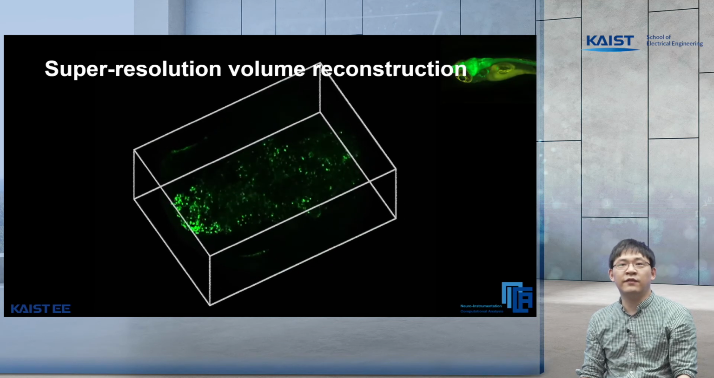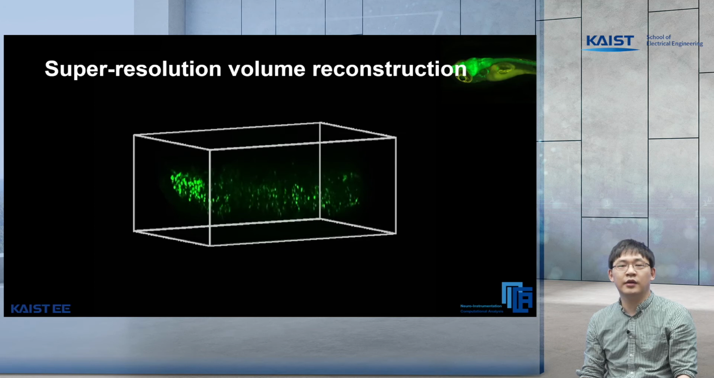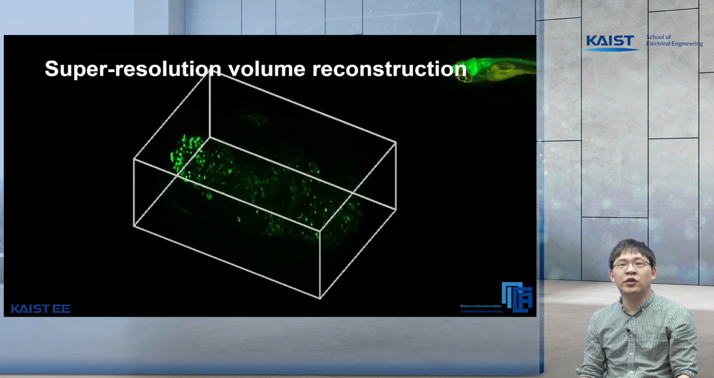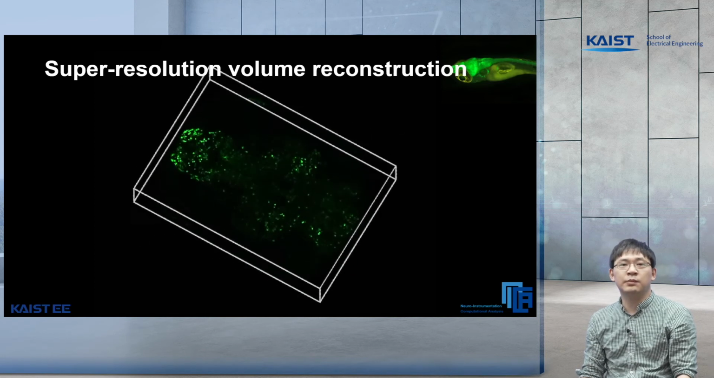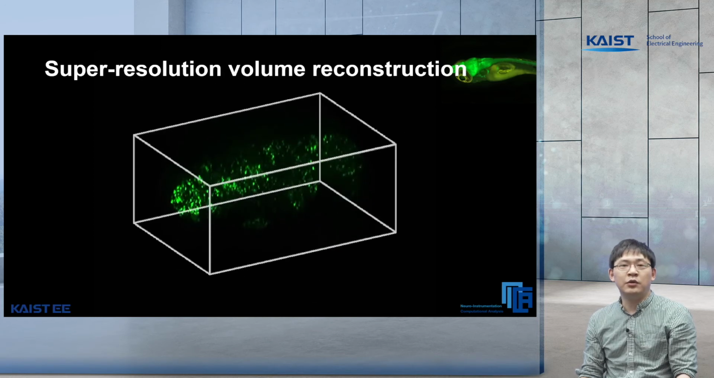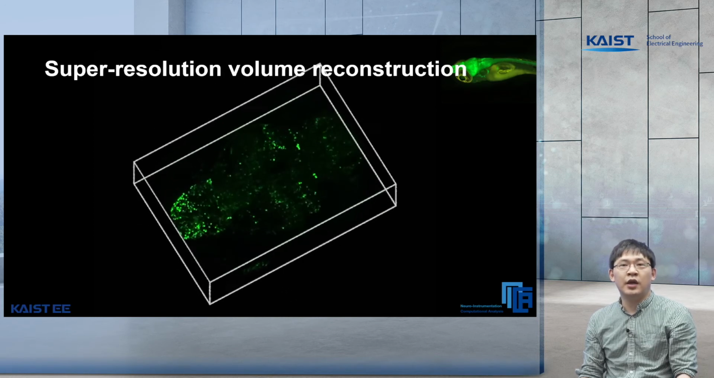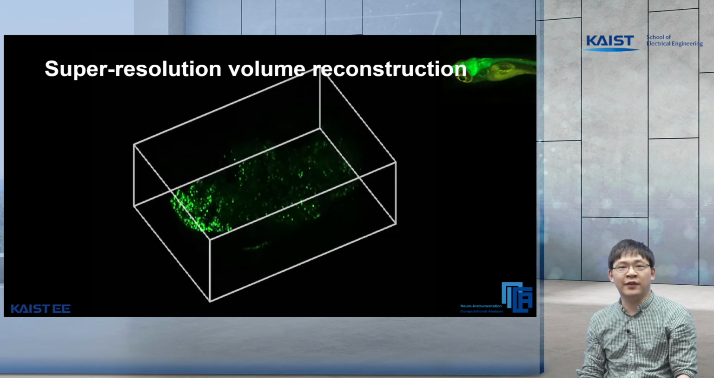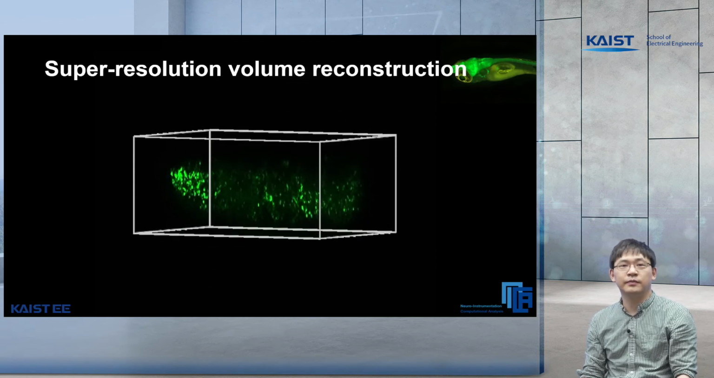And here's a video of the fish brain obtained with our method. Again, we can see the neurons blinking here and there, which correspond to neuronal activity. But this time, we were able to get much better resolution, and we can clearly see the neuronal activity at single cell level.